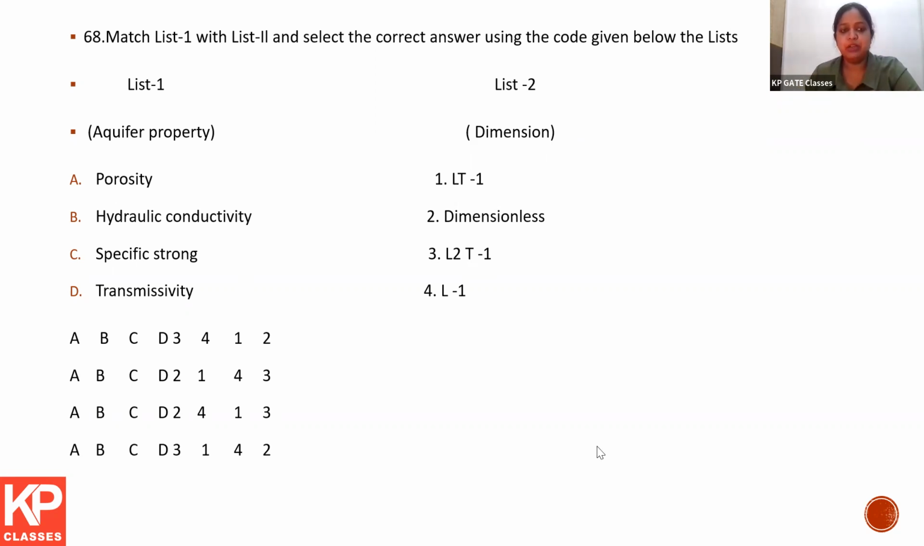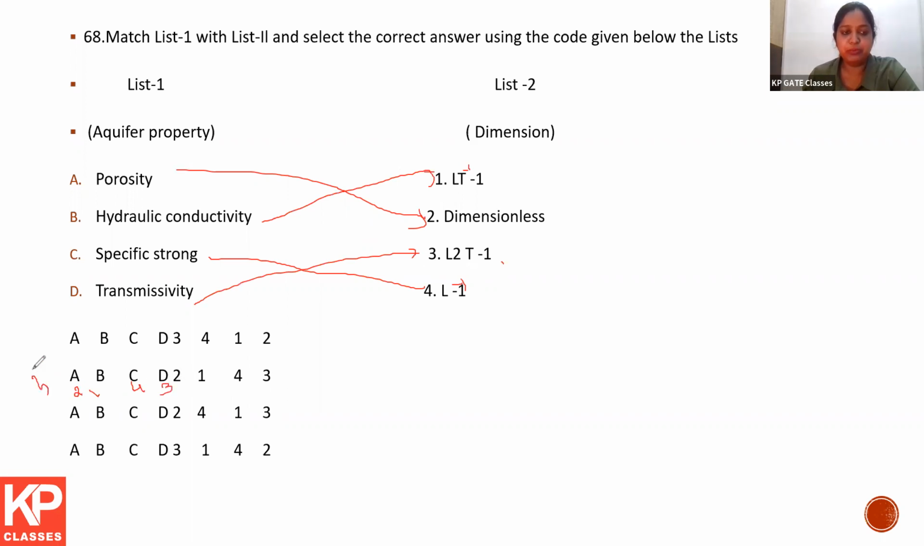So porosity is a dimensionless aquifer property. So the A option's answer is 2. And then hydraulic conductivity is LT raised to -1 is the unit. Specific storage unit is L raised to -1. Transmissivity is L raised to 2, T raised to -1. So the answer is A2, B1, C4, and D3. So option B is the right answer for this particular question.